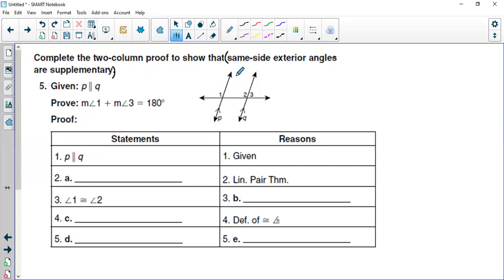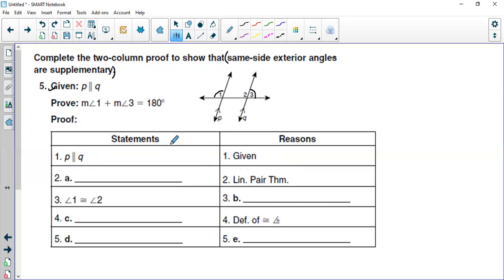They have given us P and Q are parallel. So this is the given information. We need to prove angle 1 and angle 3 equals 180 degrees. We have to go step by step. We cannot skip many steps at once and say angle 1 plus angle 3 equals 180. We need to show step by step why it is equal to 180. Always start with the given information. They have given us P is parallel to Q, so we write the reason as given, because they have given us this information.